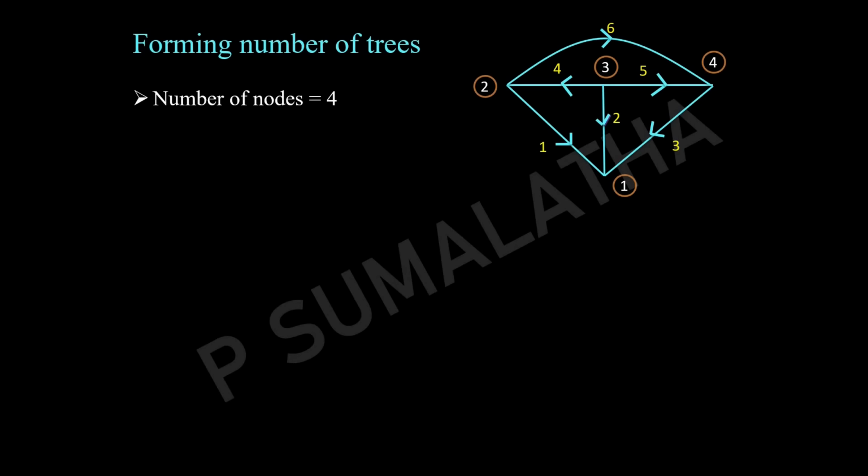Now let us see how to form the trees for a given graph. As I told you, the number of trees present in any graph will be equal to n power n minus 2, where n is the number of nodes. In this problem, we know the number of nodes present here is 4. Therefore, the number of possible trees for this given graph will be equal to 4 power 4 minus 2, that is 4 square, which is equal to 16 possible trees we will get. First I will explain how to represent the tree from the given graph. Then we will see all 16 possible combinations for this given graph.